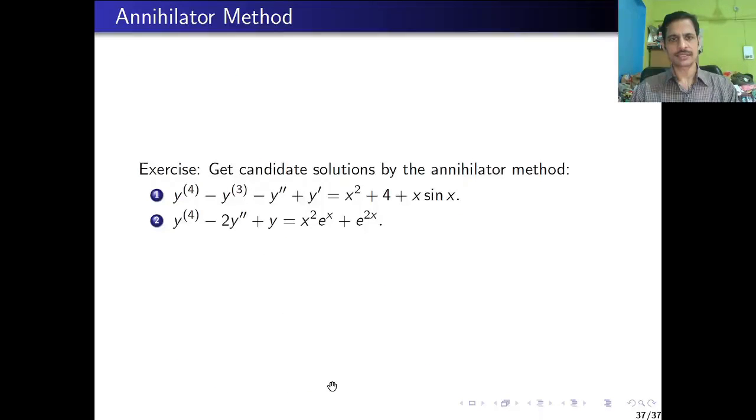Here is an exercise. Get the candidate solutions by Annihilator method of these two equations.